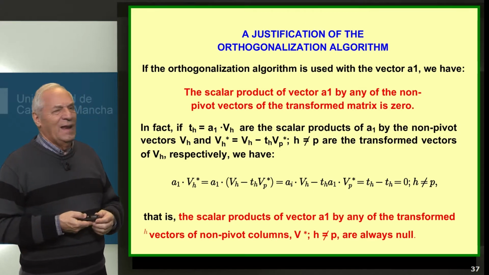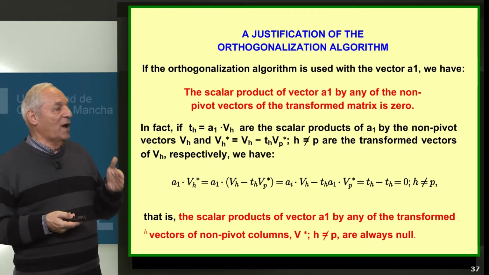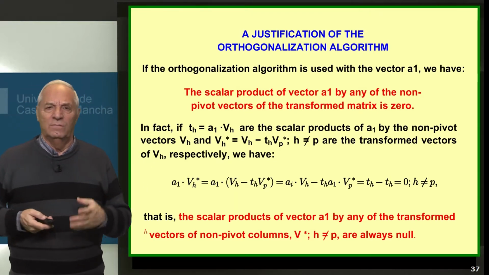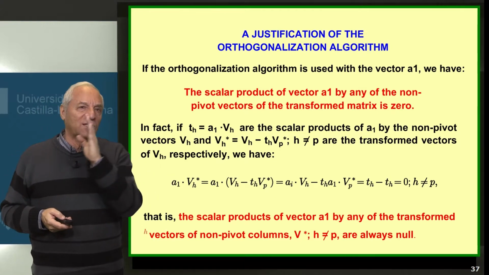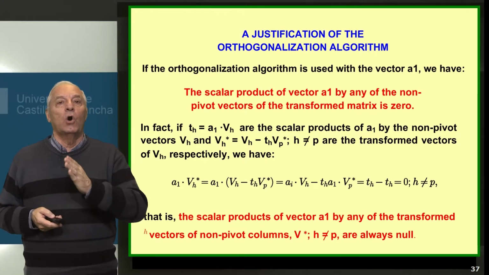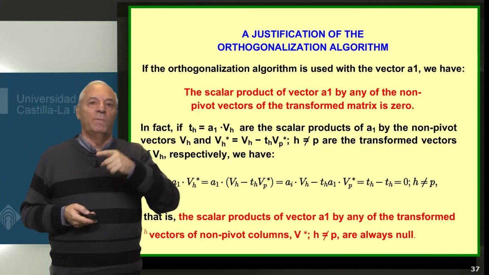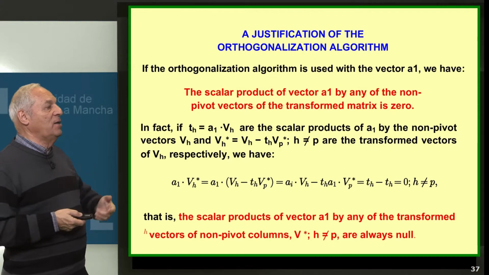Let's see now the second interesting property, which is that the scalar product of vector A1 by any of the transformed non-pivot vectors is 0, that is, the vector A1 by the transformed columns of those that are not pivots will give us a 0 scalar product, that is, the transformed non-pivot vectors are perpendicular to the starting vector A1. Let's prove it, because it's very simple.